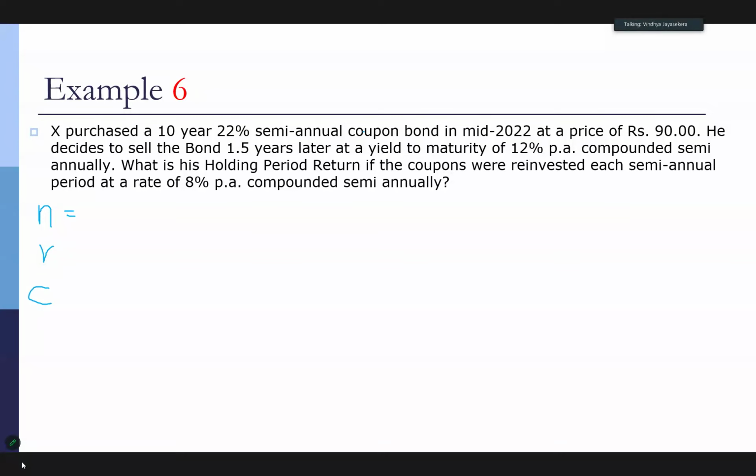Exact. So you originally had a 10-year bond, which paid 2 coupons each year. That's 20, minus 1.5 years have gone by, right? So 17 periods remain, NA is 17. What is R?